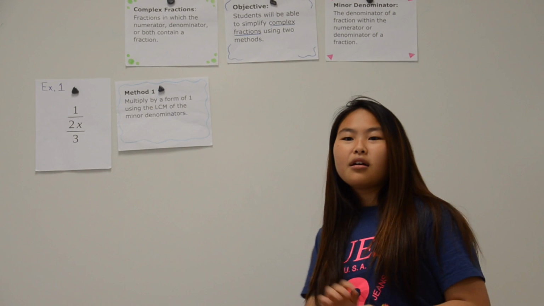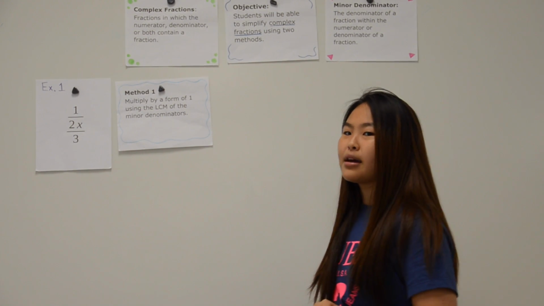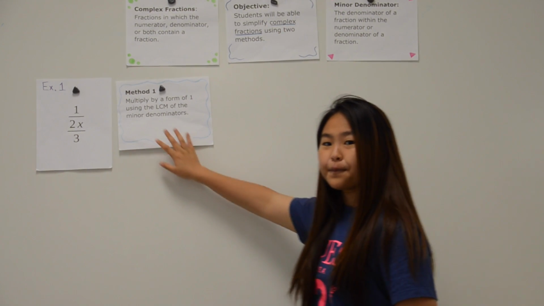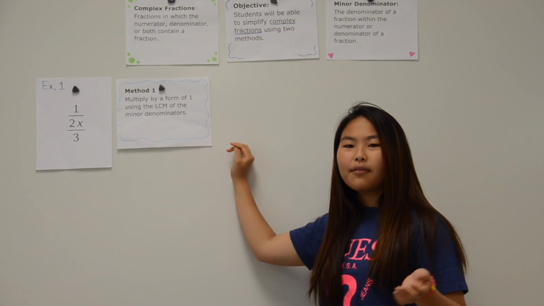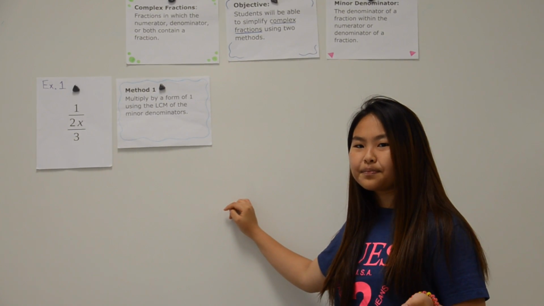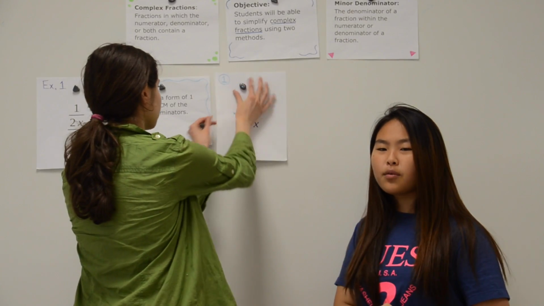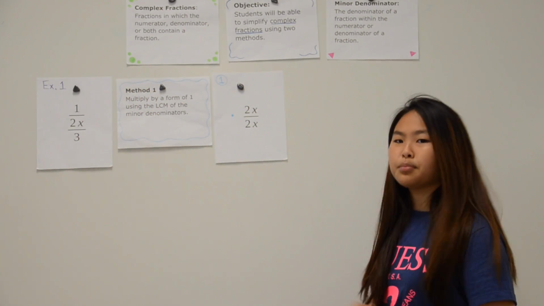We'll start with method 1. Method 1 is to multiply by a form of 1 using the least common multiple of the minor denominators. There is only one minor denominator right over here. We already said that the minor denominator is 2x, so the LCM of the minor denominator is 2x. Now we will multiply by a form of 1 using the least common multiple.